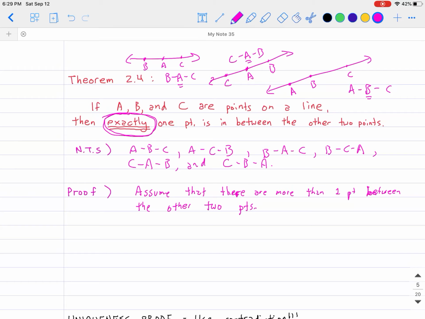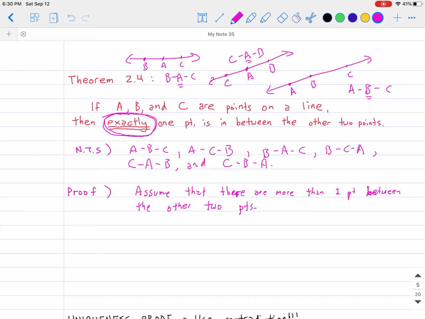Okay, well, let's think about what this is saying. I need to assume that there are more than 1 points between the other 2 points. Well, that is actually not possible because we're only given 3 points to work with, right? Technically, yes, there are an infinite number of points in between any 2 points that are distinct, but because we're only working with the 3 points A, B, and C in this case, you can't actually have that, okay? You can't actually have that.